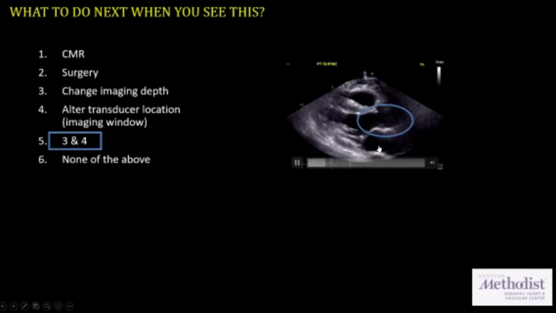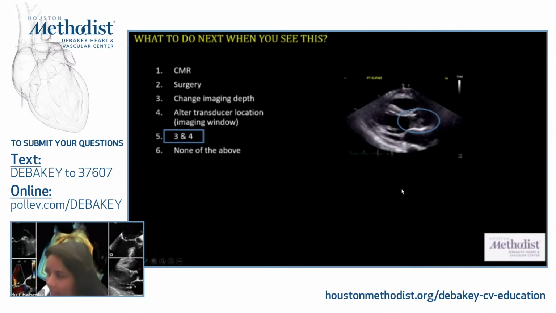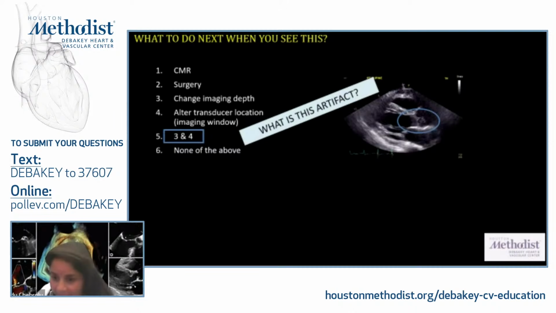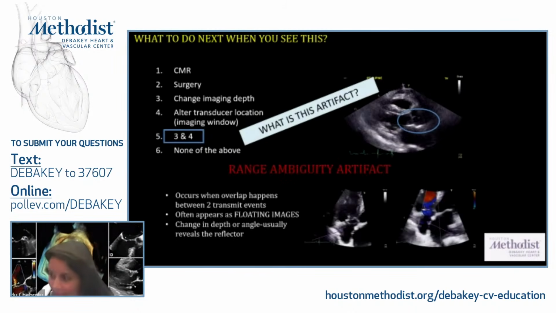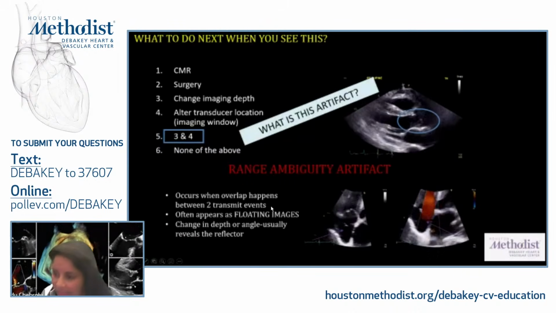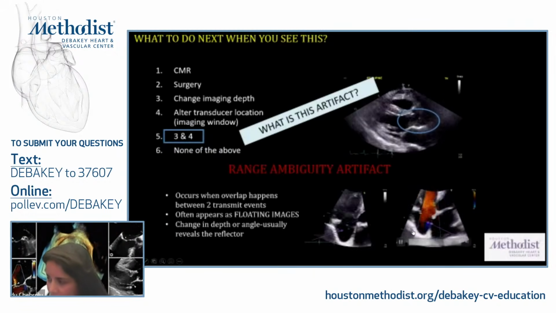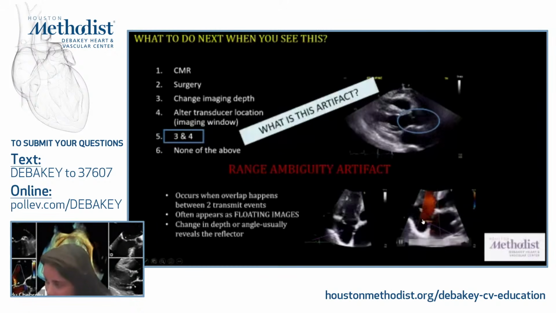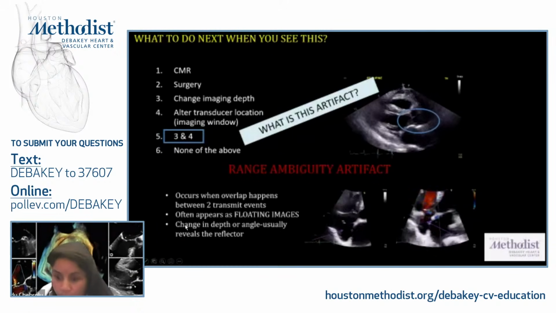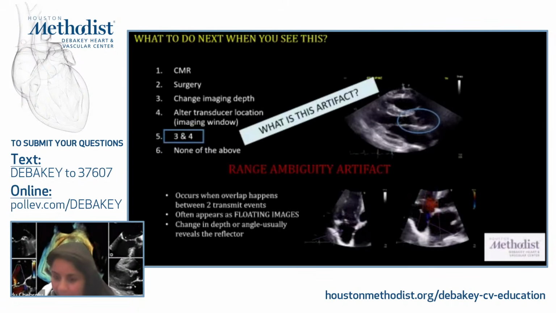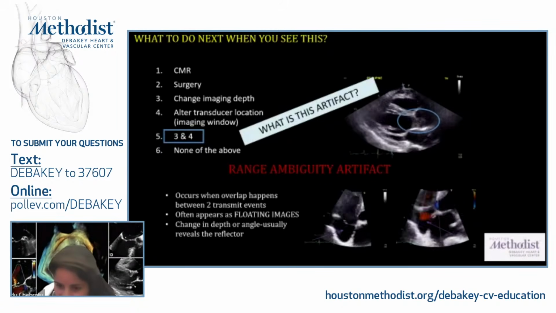So before you come up with anything, we need to further attempt to delineate what we are looking at. So we guessed it, it's probably an artifact, but what is the artifact? It's actually called range ambiguity artifact. It happens when two transmit events occur at the same time. And if you see, they often appear as floating images. Even in this view, even on the color, you can see that this particular structure almost looks like it's floating. So changing the angle and the depth actually helps reveal the reflector which is causing this.